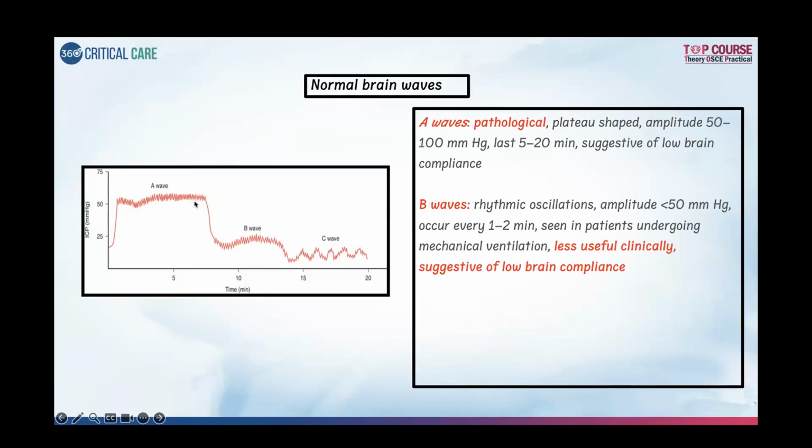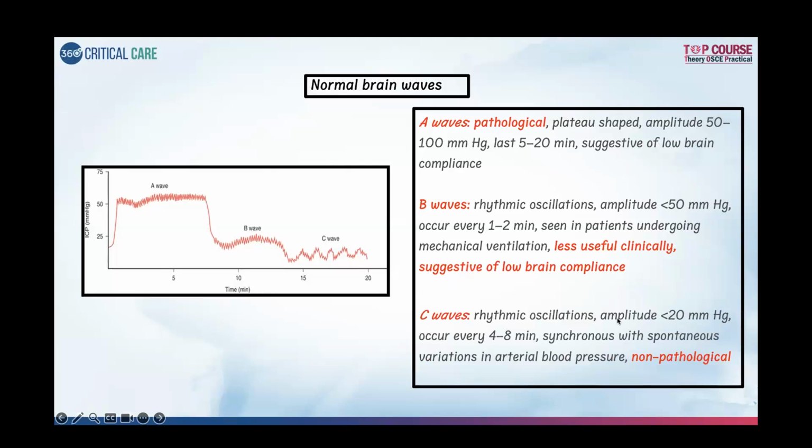A wave is always pathological. Here you'll have a high amplitude and the pressure is around 50. This is supraphysiological pressure, suggestive of low brain compliance. This is abnormal. B pattern, where you will have rhythmic oscillation, amplitude is less than 50 millimeters of mercury, and it occurs every 1 to 2 minutes, seen in patients undergoing mechanical ventilation. It doesn't have much clinical significance, but you can see these changes in a mechanically ventilated patient.